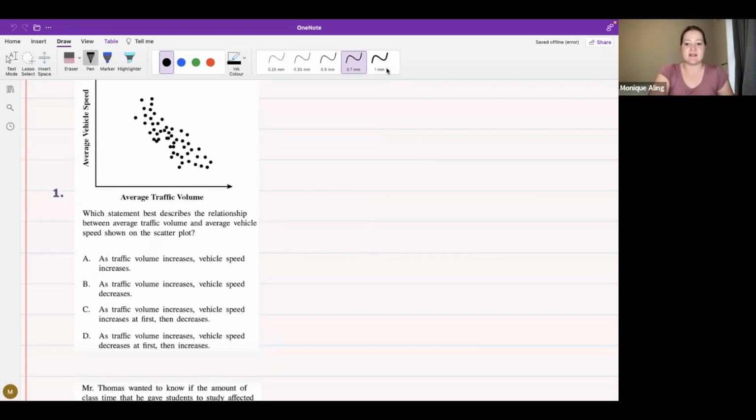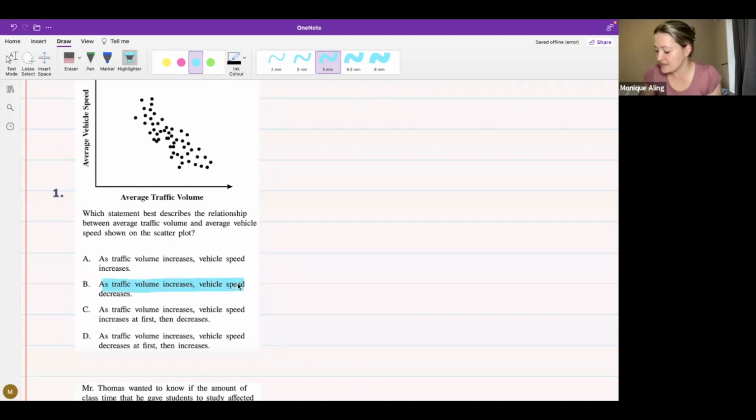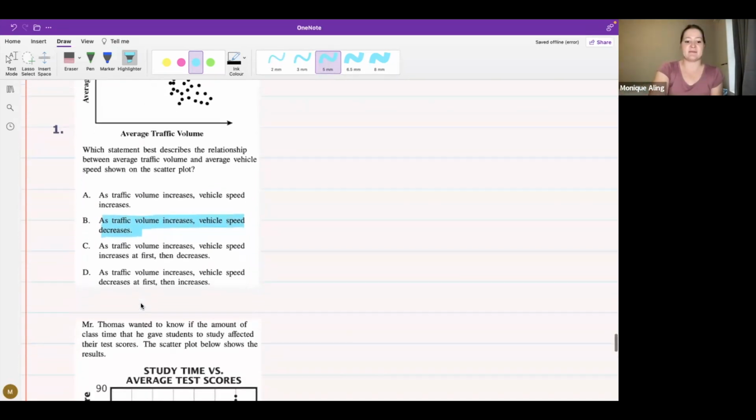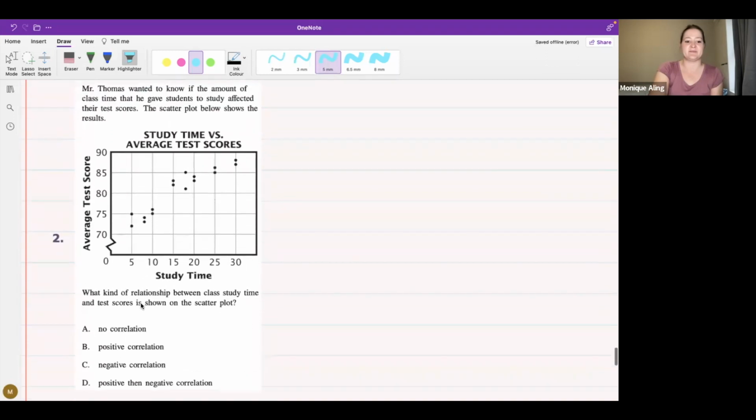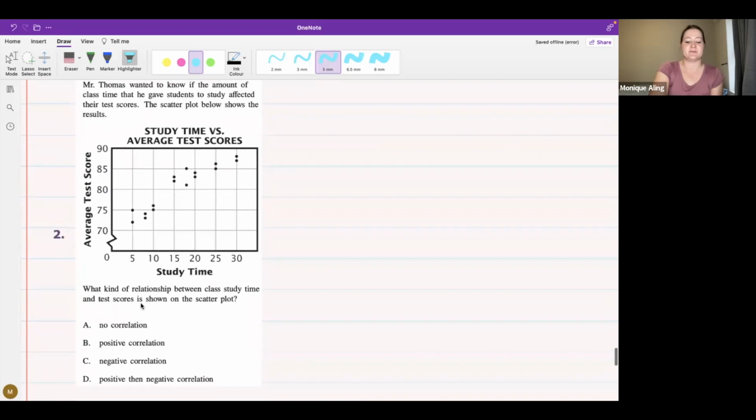Good, I'm seeing all the B's coming through. Okay, so as traffic volume increases, vehicle speed decreases. Okay, good. Let's try another one. Let me know. What kind of correlation do we see here? A, B, C, D.